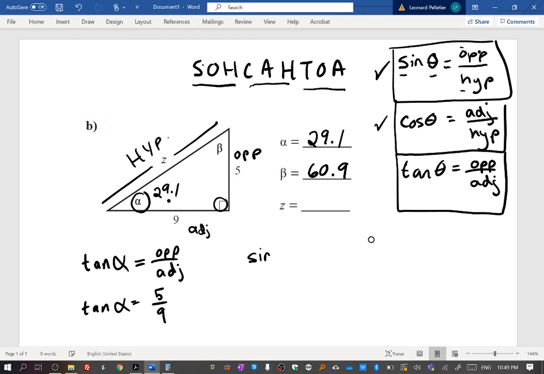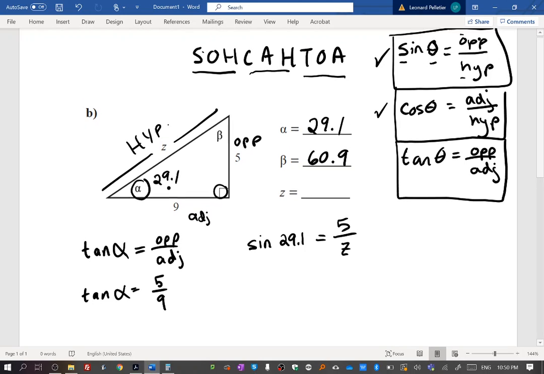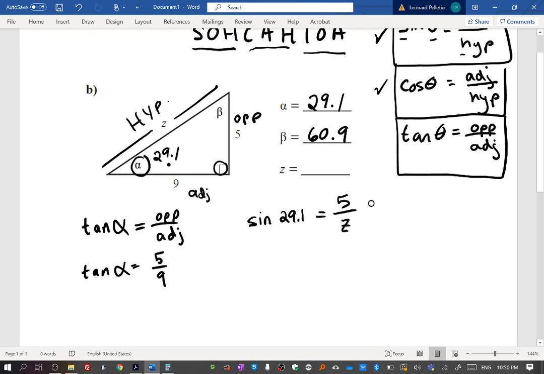So sine of 29.1 degrees is going to equal this ratio here of 5 over the hypotenuse. I guess they're using the letter Z for that, so I'll use the letter Z as well. In order to solve for Z, I can cross multiply. A cross multiply is when you have two fractions equal to each other. You can just put this over 1 to make it a fraction. Anything divided by 1 is itself. And so what I'll do is times both sides by Z.